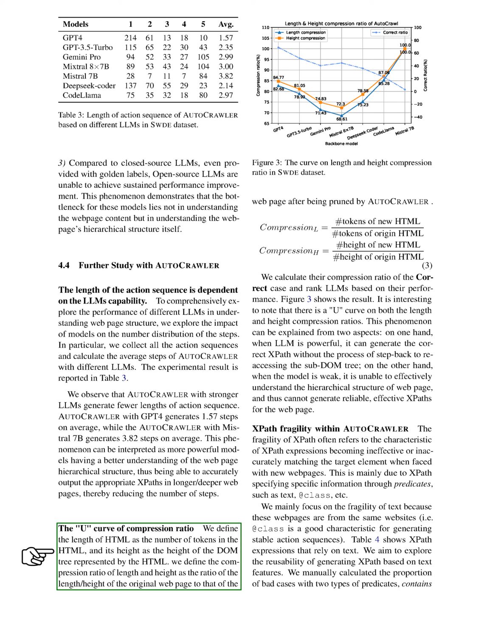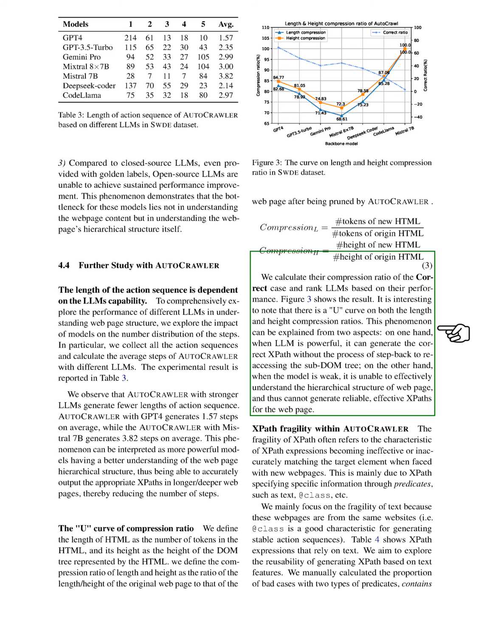We define the compression ratio of length and height as the ratio of the original web page's length and height to that after being pruned by AUTOCRAWLER. We rank LLMs based on their performance in compressing length and height. A U-curve is observed in both ratios, suggesting that powerful models can generate correct XPaths without needing to backtrack, while weaker models struggle to understand the web page structure, resulting in less reliable XPaths.